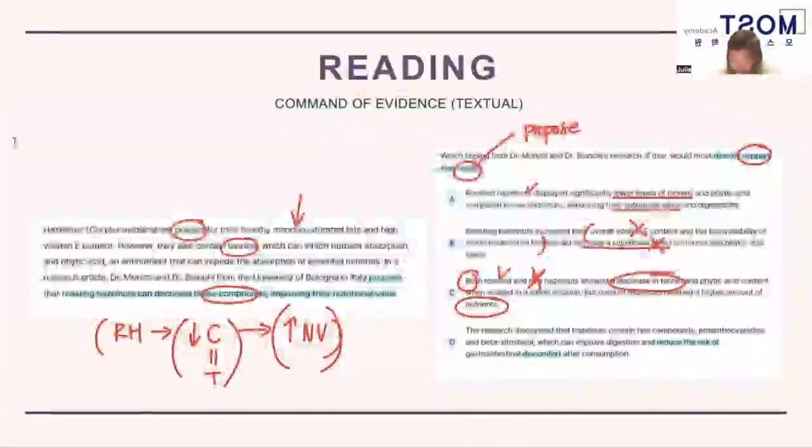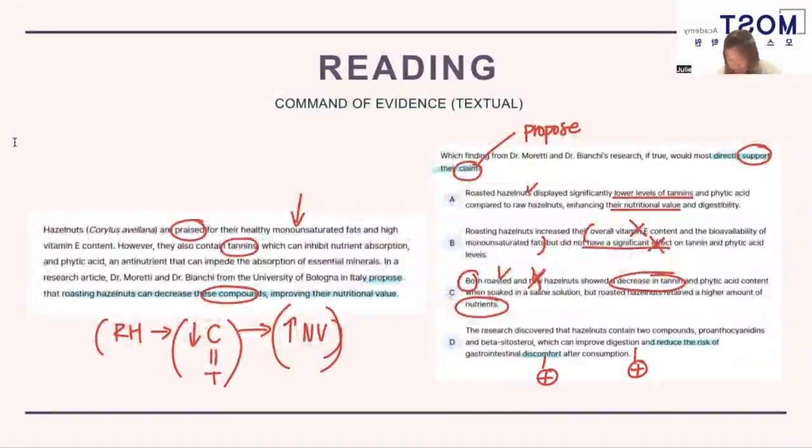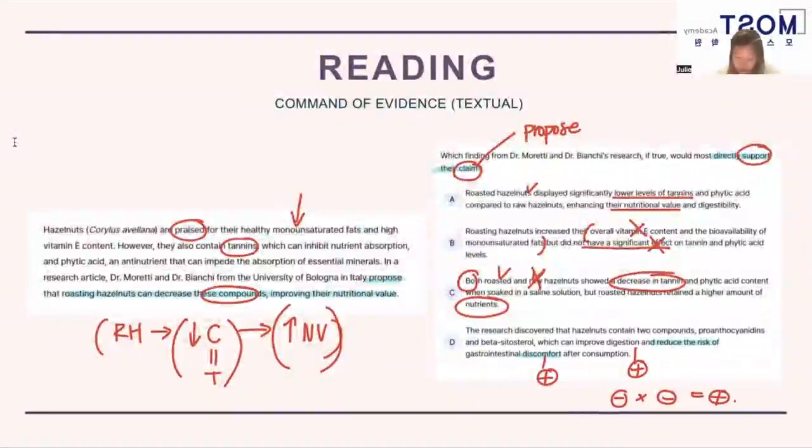In this case, it's saying, okay, we can improve digestion. So this is a positive thing, right? And reducing the risk of discomfort, this is also a positive thing. So we have both positives, so ultimately that's still a positive. If you had two negatives, then it's kind of like multiplication, right? Negative times negative is positive. So keep that in mind if that confuses you, if you have a double negative.